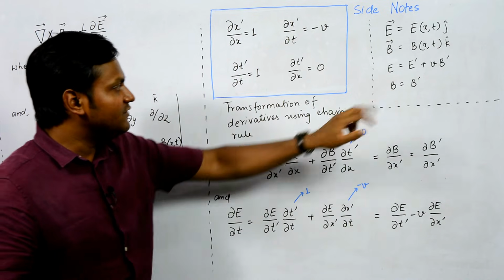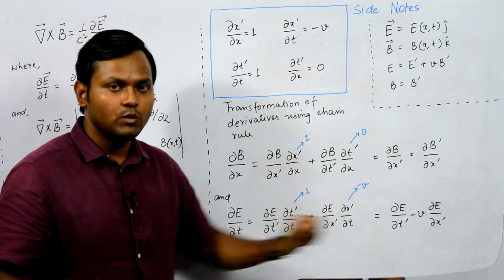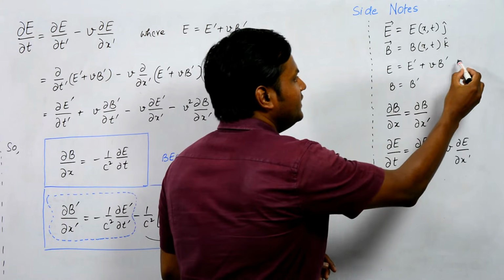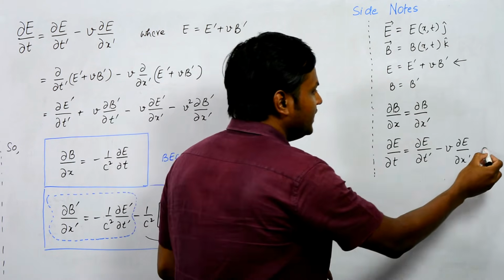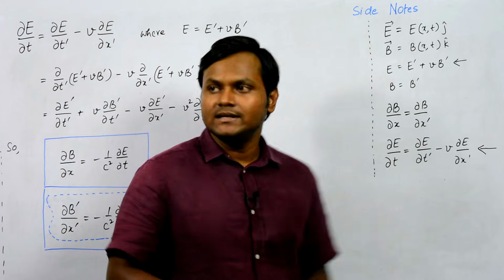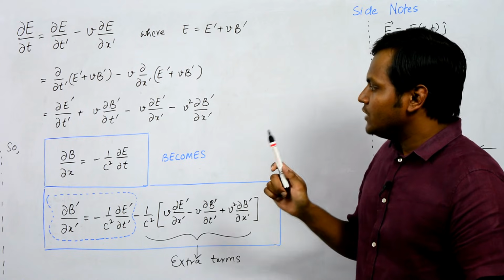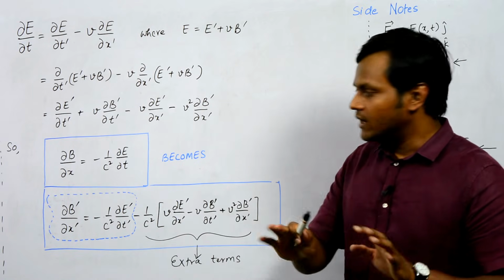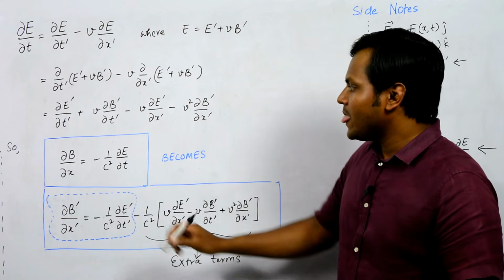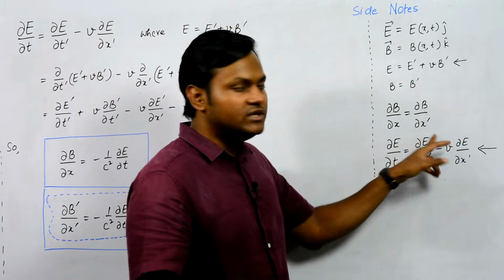Now let's put the values of the transformation of E from one frame of reference to another in this equation and see what we get. So now we substitute E is equal to E dash plus vB in the equation that we just obtained: del E by del t is equal to del E by del t dash minus v del E by del x dash. If I make these substitutions, then I get this particular expression. Now if I write the Maxwell's equation that I started with, which was del B by del x is equal to minus 1 by c square del E by del t, I can write del B by del x as del B dash by del x dash, as we just saw.